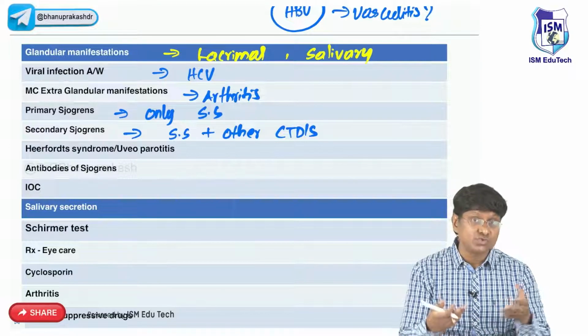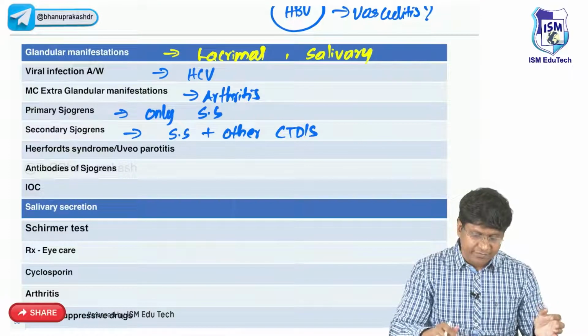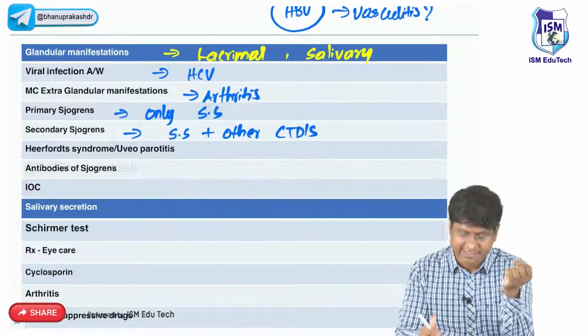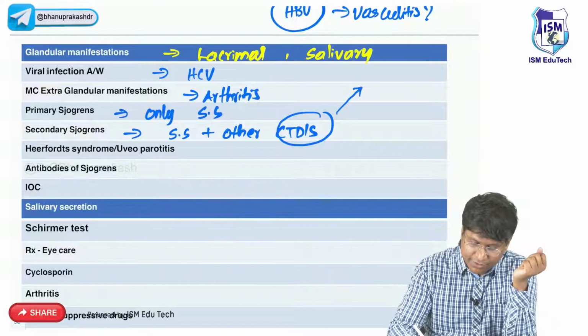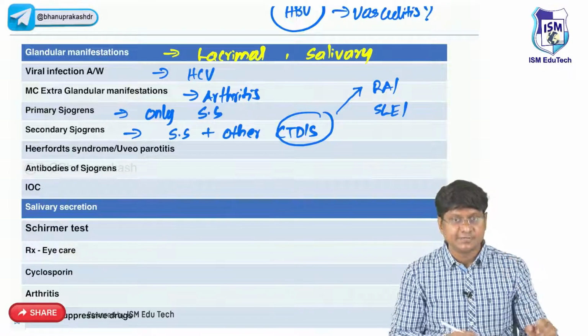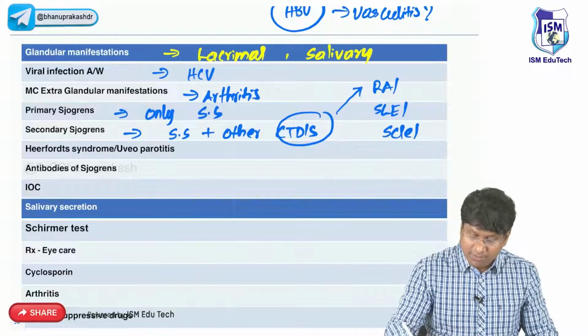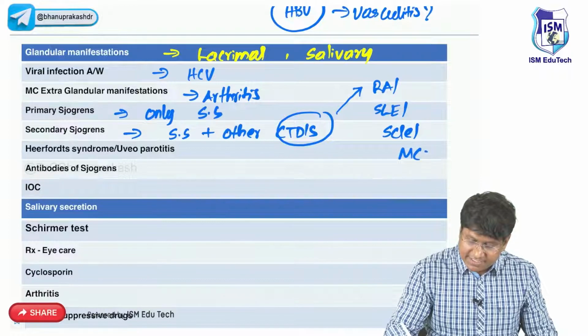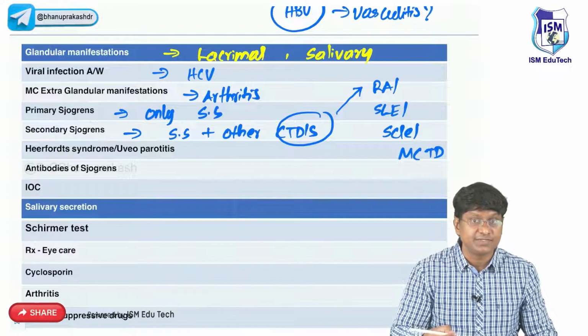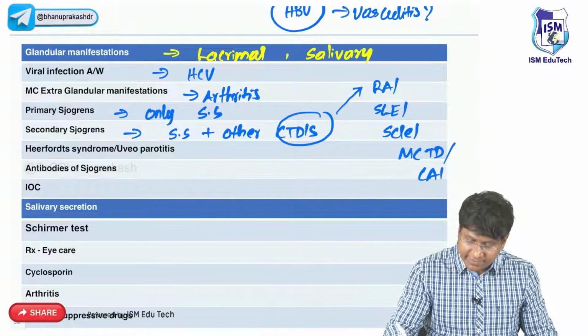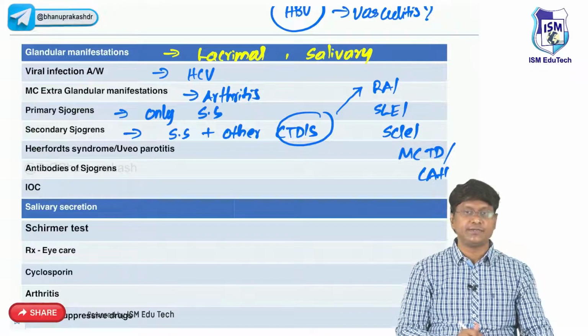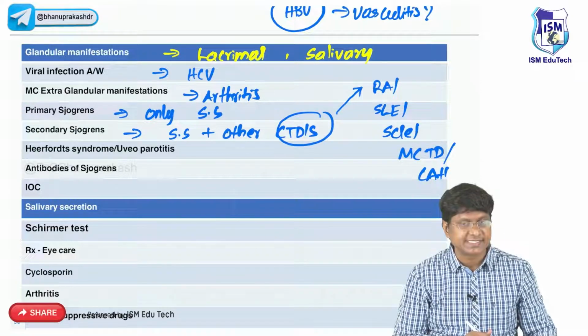Now what are the other associated connective tissue disorders? Just now we were discussing, right? That is rheumatoid arthritis. Okay, the other associated connective tissue disorders will be rheumatoid arthritis, or there can be association of systemic lupus erythematosus, or scleroderma, or mixed connective tissue disease, or chronic active hepatitis. So these are the other associated connective tissue disorders that we call secondary Sjogren's.